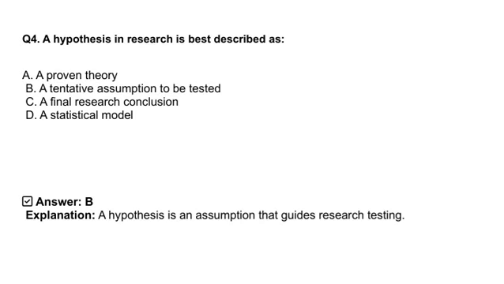Now, let's look at what a hypothesis truly is. Essentially, a hypothesis is best described as a tentative assumption to be tested. It's not a final conclusion or an established fact. Rather, it's a starting point that guides our research process. When we formulate a hypothesis, we're making an educated guess about the relationship between variables, and then we design experiments or studies to test whether that guess holds true. This makes it a critical component of the scientific method because it provides a clear focus for our investigation.